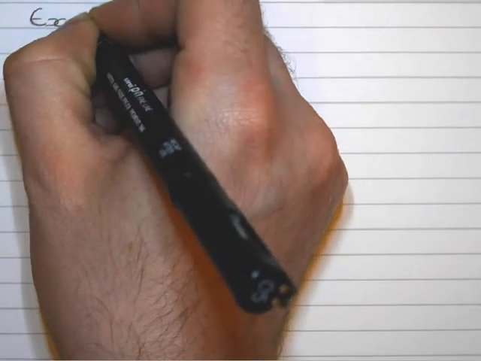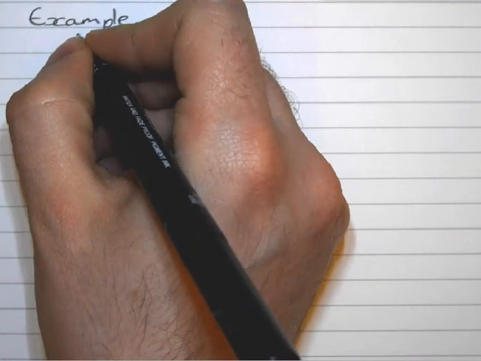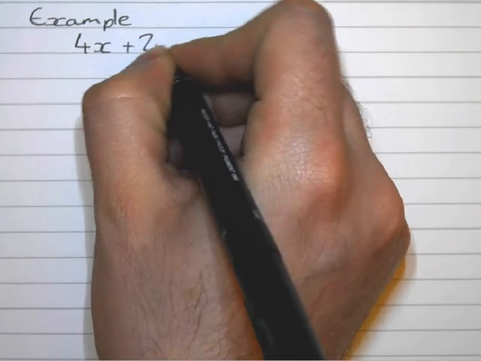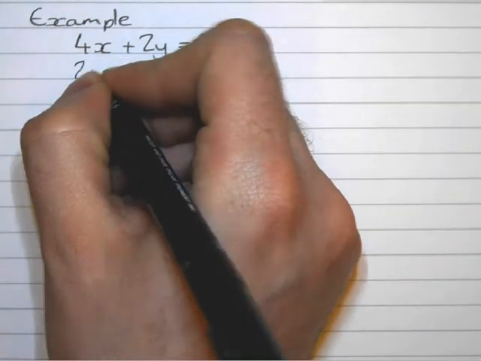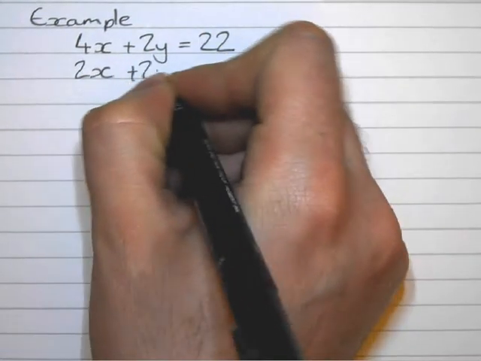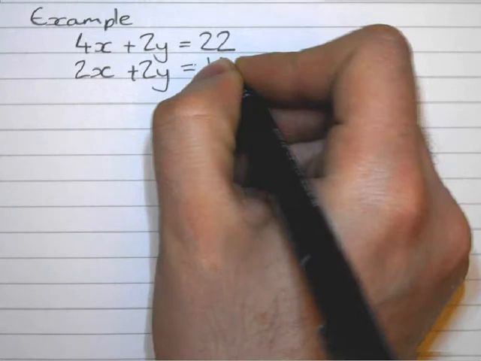So today we're looking at solving simultaneous equations, which is moving on to the higher level work involving solving. So I'll write an example down. So in this example we've got 4x plus 2y equals 22, and we've got 2x plus 2y equals 14.